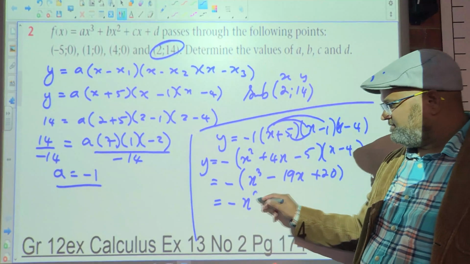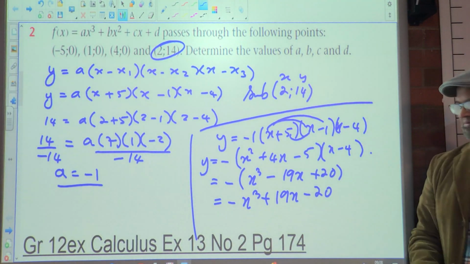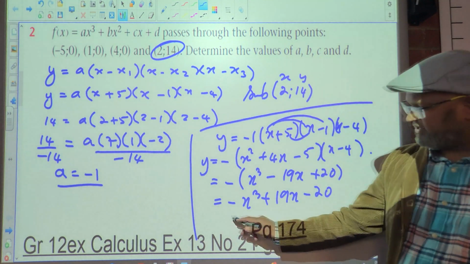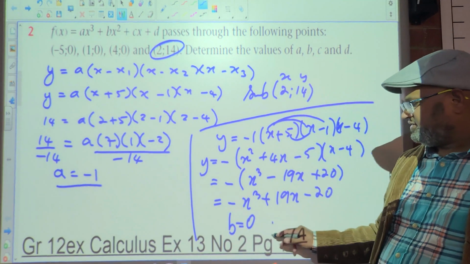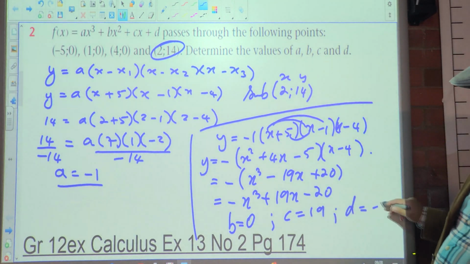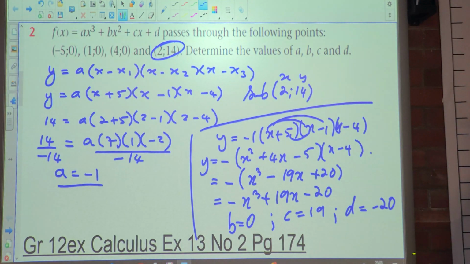So we have negative x cubed plus 19x minus 20. Just check if that's correct. So according to this answer here, the b value of course is 0. Your c value is 19 and your d value is negative 20. Correct?